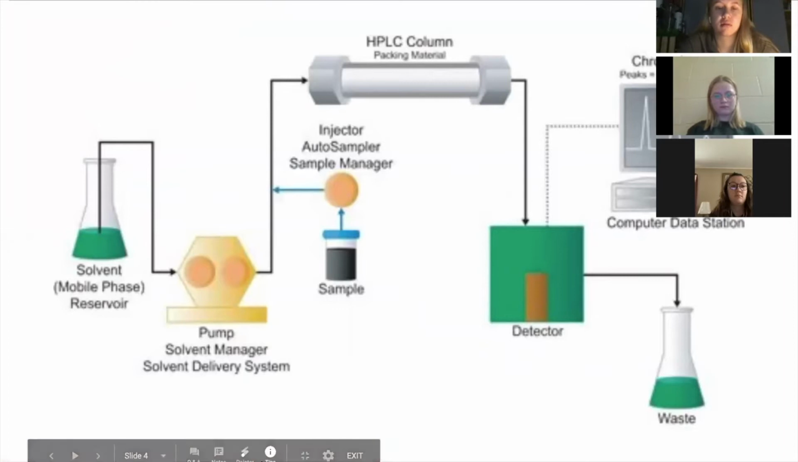So this is kind of what a basic setup looks like. We have our solvent, which is the mobile phase. It is pumped through our machine. A sample is injected in with the solvents. That is pushed through the column, where the protein will stick to the column. And then it will eventually flow past the detector after a certain number of minutes and go into the waste.